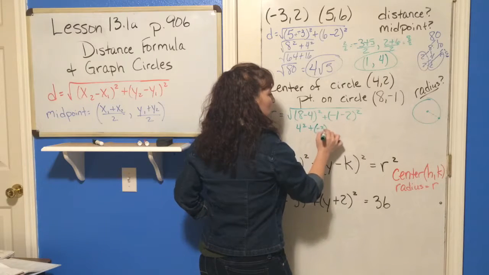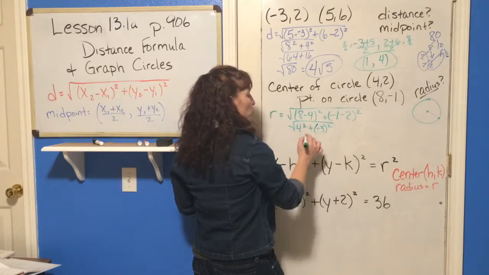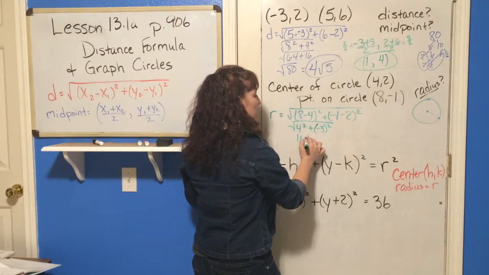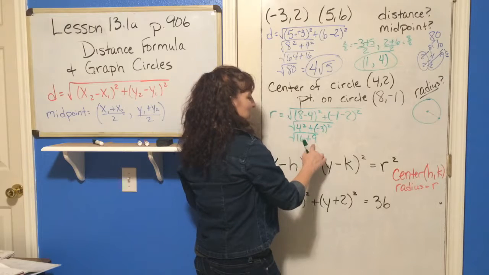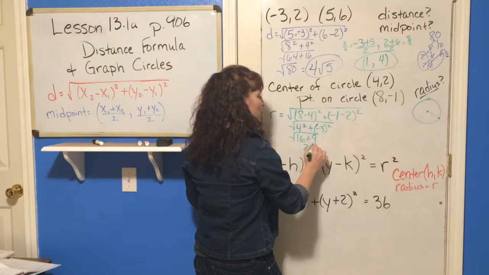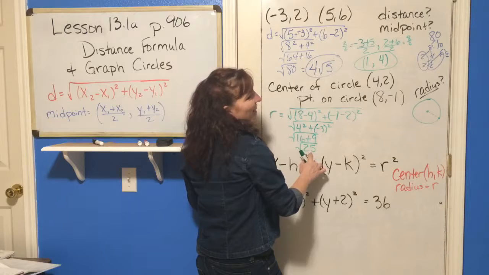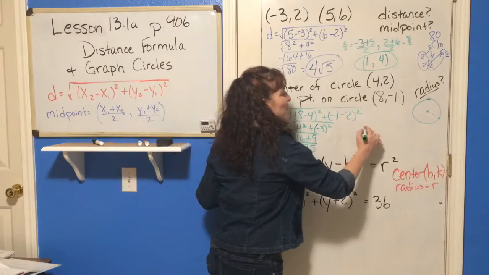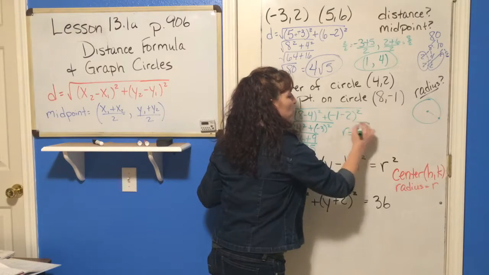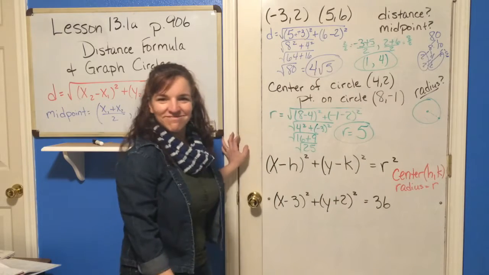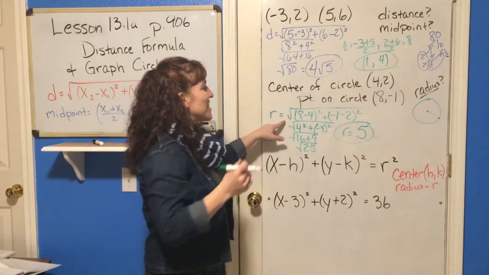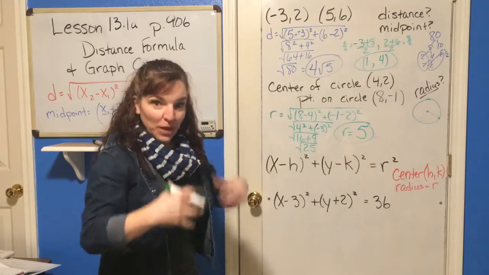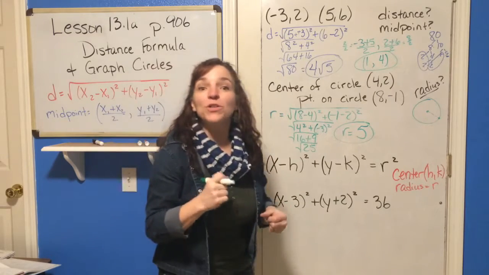So negative 3 squared. 4 squared, 4 times 4 is 16. Negative 3 times negative 3 is 9. 16 plus 9 is 25. The square root of 25 is 5. So your radius equals 5. Done. Okay? Now, when you did this, you actually derived the formula for a circle.